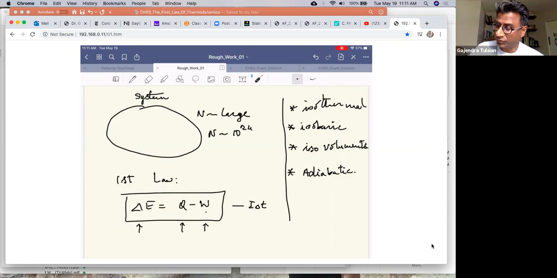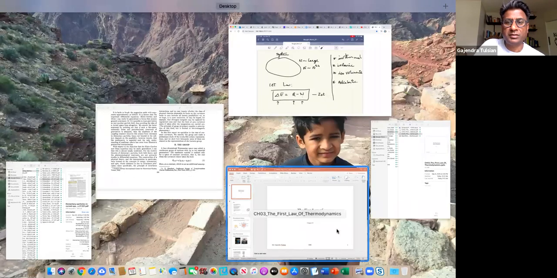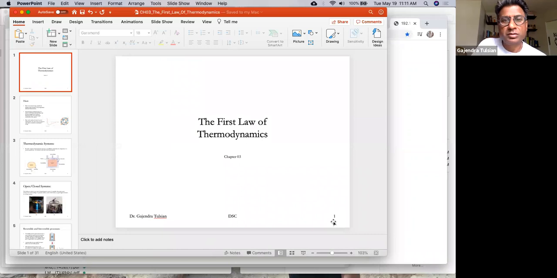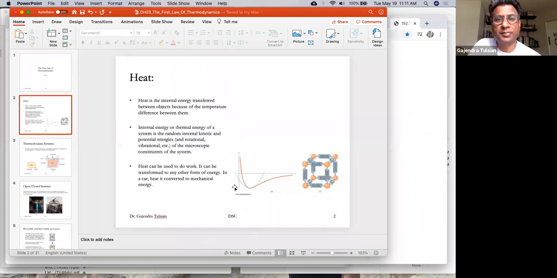So here's the first law of thermodynamics again. The change in internal energy of the system is equal to the heat added to or removed from the system, minus the work done by the system. So that's the first law of thermodynamics. Let's get to the slides. Now we'll define heat first.